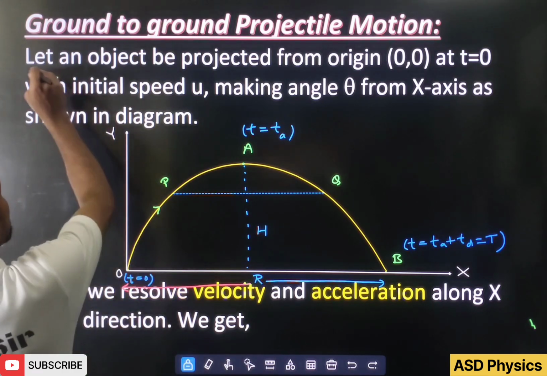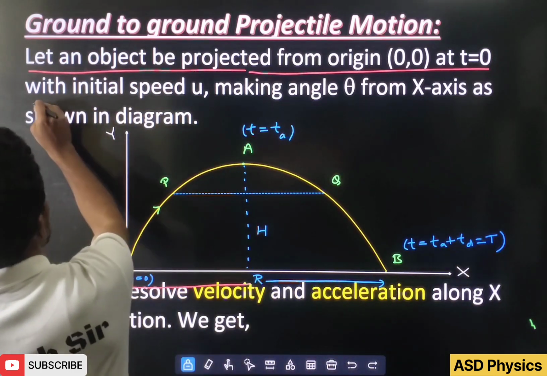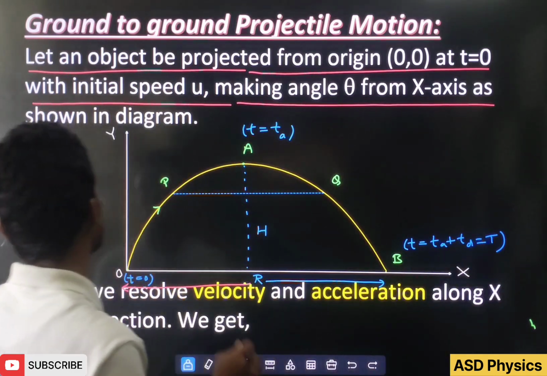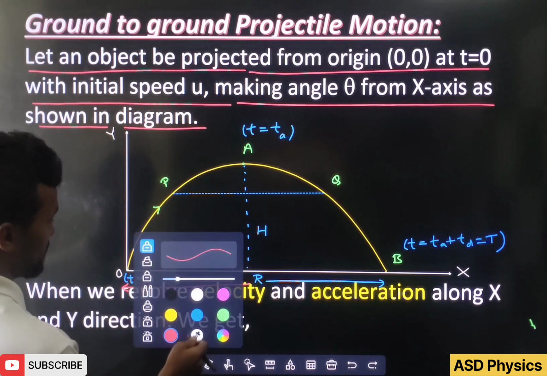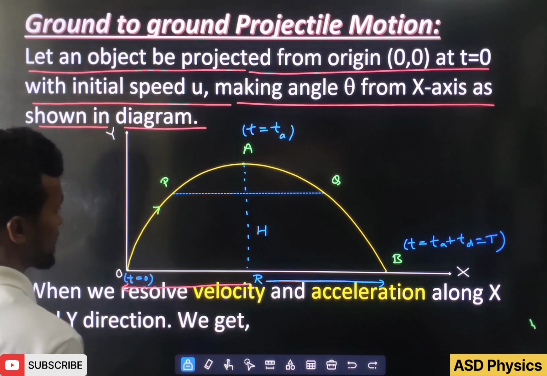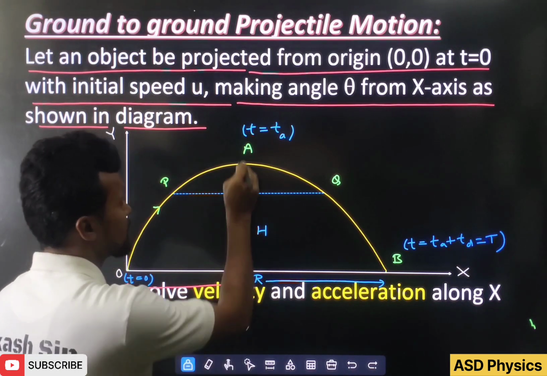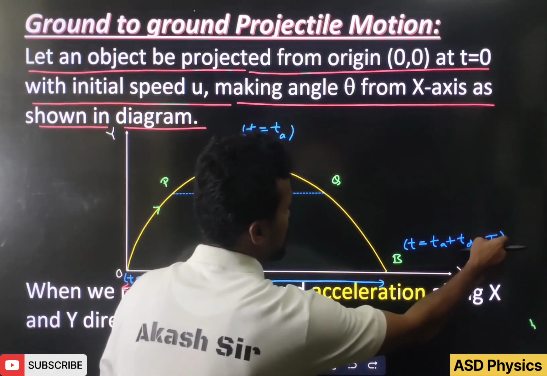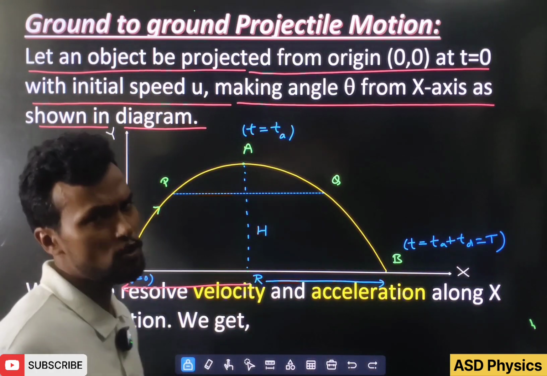Okay. So now see, let an object be projected from origin at t equal to 0 with initial speed u, making angle theta from x-axis as shown in the diagram here. Now I have told you very well what the maximum height h is. From here to this maximum height is the time of ascent, then time of descent, total TA plus TD, capital phi, and this is the capital T, and this is capital R, the horizontal range.